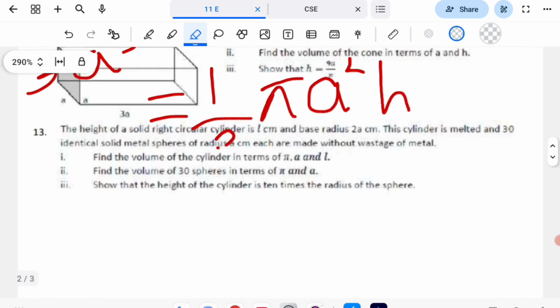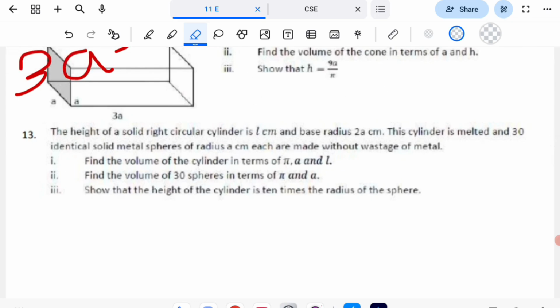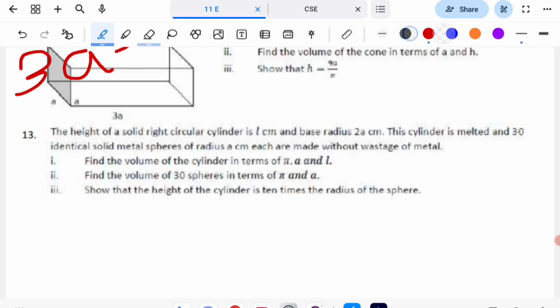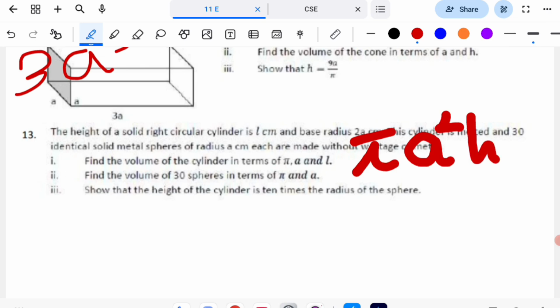The height of a solid right circular cylinder is L and base radius 2a. The cylinder is melted and 30 identical solid metal spheres of radius a are made without wastage of metal. Find the volume of cylinder in terms of pi, a and L. We can write volume of cylinder pi r squared h, pi a squared h. H value is given as L.